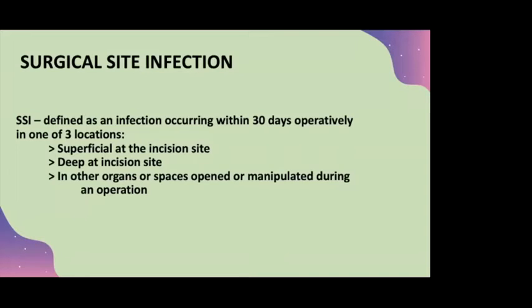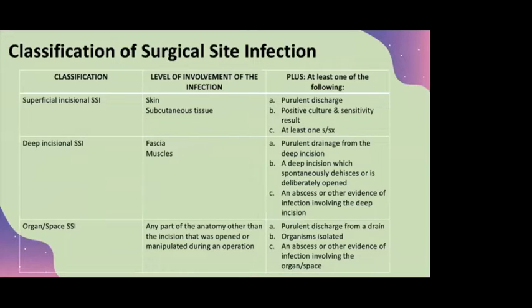Next, we'll be tackling the classification of the surgical site infection. So first is the superficial incisional SSI, where the level of the involvement of the infection is seen at the skin or at the subcutaneous tissue, plus at least one of the following. One is purulent discharge with or without laboratory confirmation from the superficial incision. Two, positive culture and sensitivity result from aseptically obtained superficial incision tissue or fluid specimen.